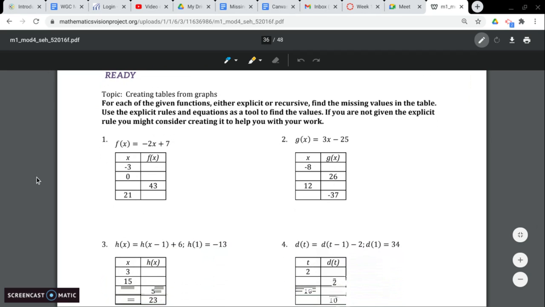So we're going to look at number 1. We have negative 2x plus 7. We're given 3 different x values, so we're going to plug each one of those into the equation to find what the f of x value, or the y value, is. If we take negative 2 times negative 3 and add 7, negative 2 times negative 3 is a positive 6. Positive 6 plus 7 gives us 13.